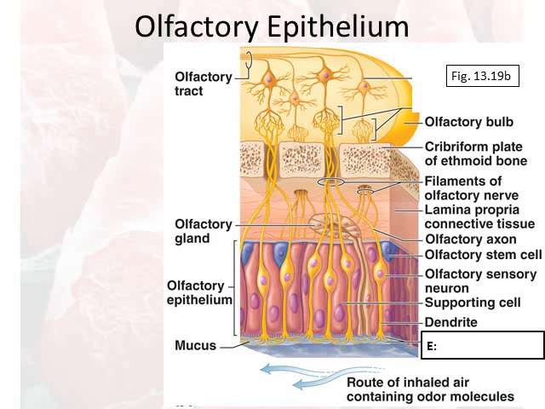And then D is the supporting cell. So this is just like typical epithelial cells. They're just holding this all together, giving it structure and shape. And then E is those olfactory cilia, which are actually receiving the chemicals.